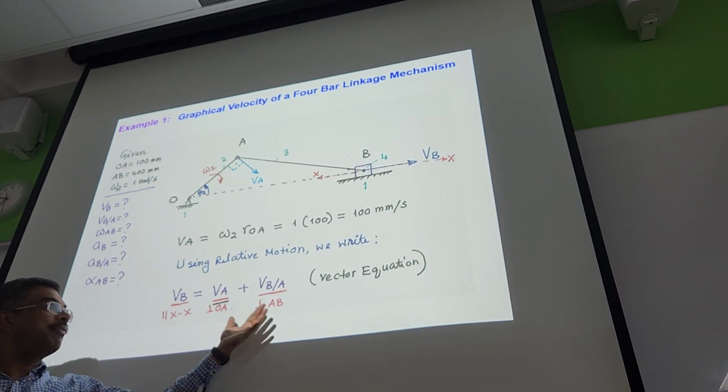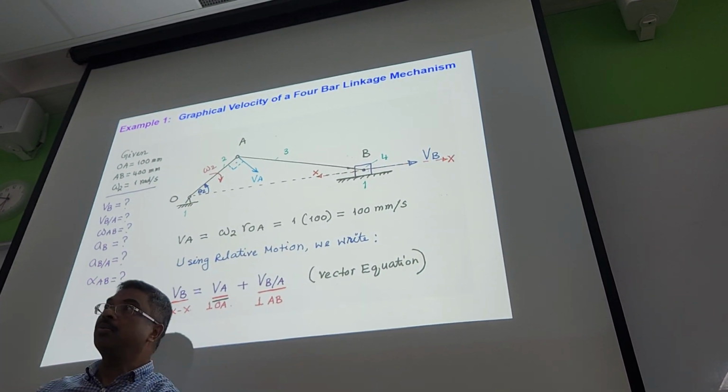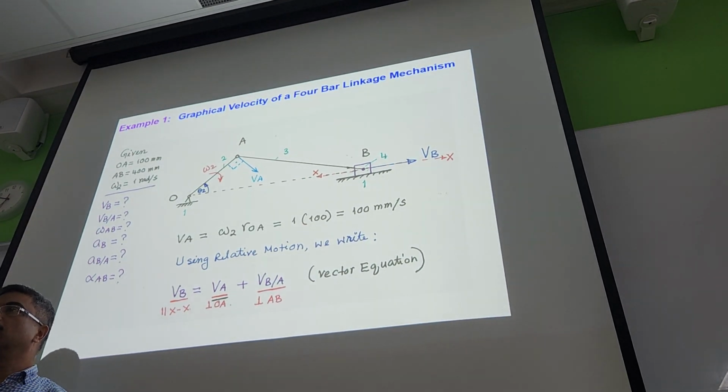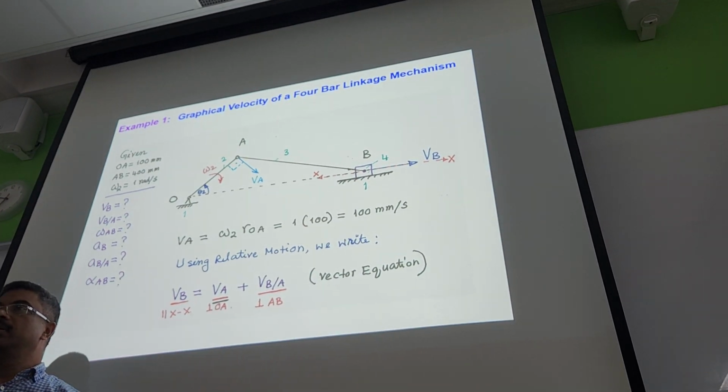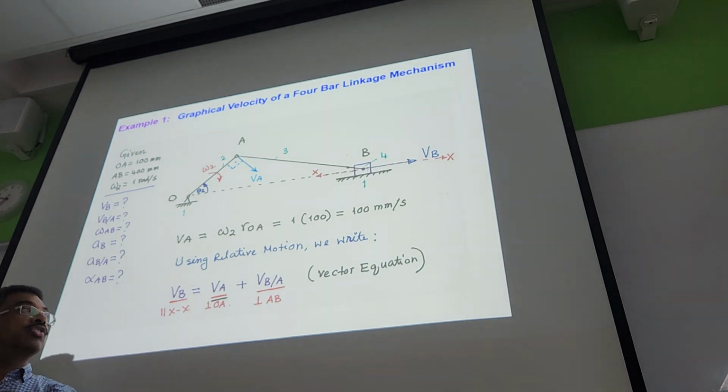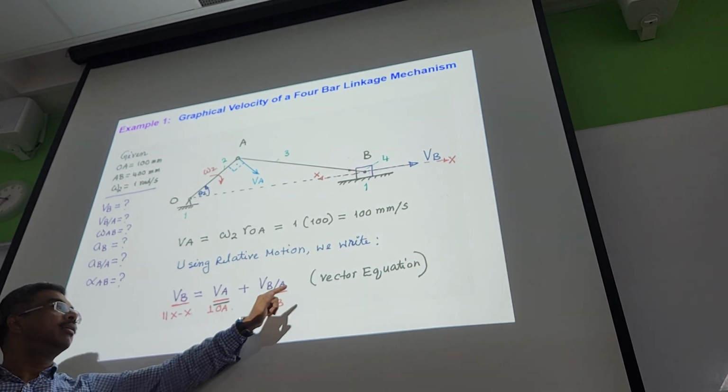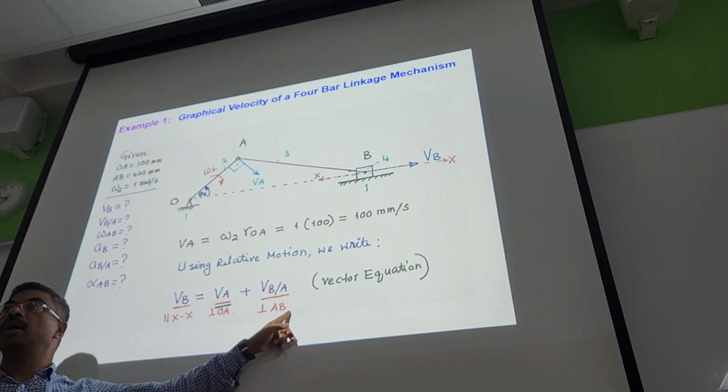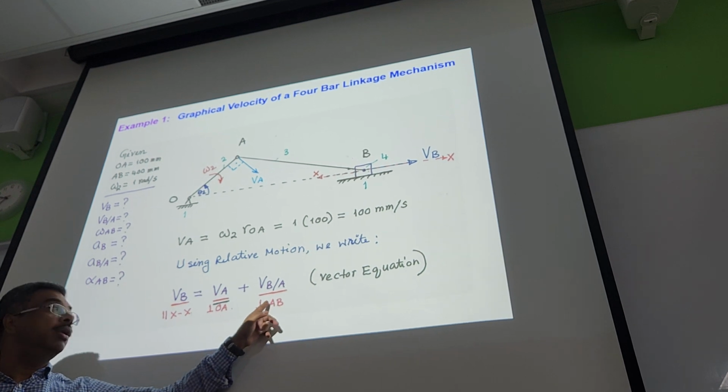But our graphical vector polygon will tell us exactly which way it is going. We don't need to go back to synthesis. The only thing we need to say is that it is at a 90-degree angle to AB, perpendicular to AB. That's all. Now have a look, young people.